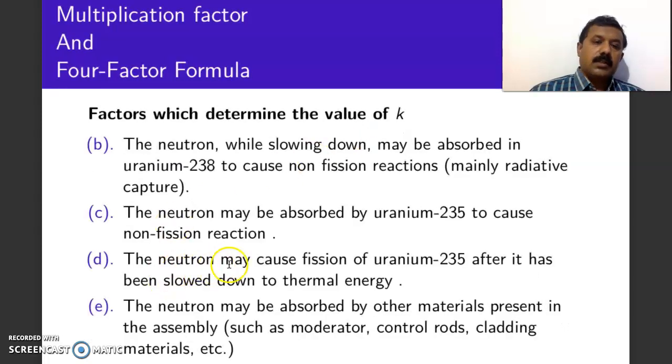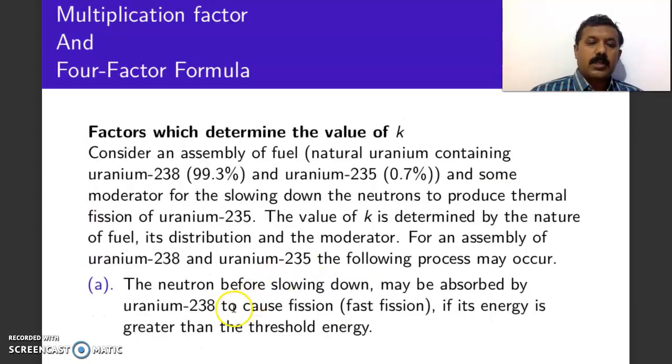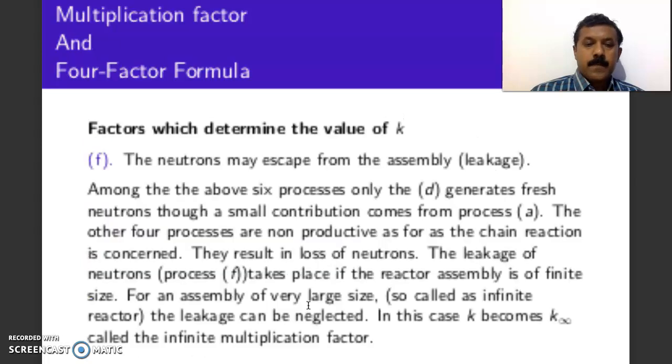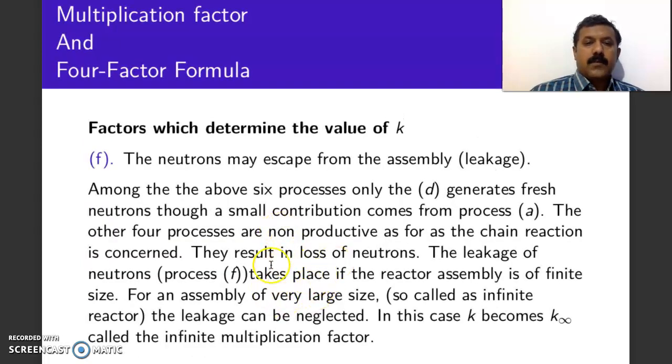That is, the thermal neutrons absorbed by uranium-235 may cause fission to generate fresh neutrons, even though a small contribution comes from another process. That means when a fast neutron whose energy is greater than the threshold energy interacts with uranium-238, then also there will be some fresh neutrons. But that probability is small, so we can ignore it. The other 4 mechanisms that we discussed are non-productive. They do not produce any fresh neutrons.